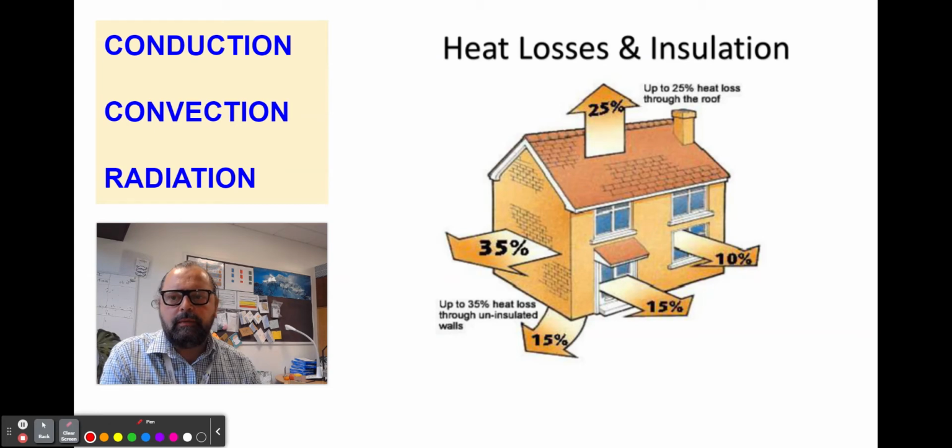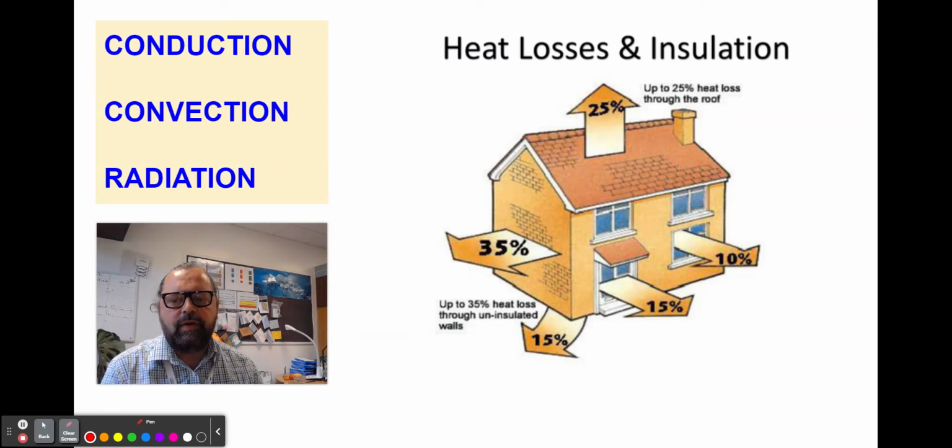So conduction means heat traveling through solids. Convection refers to heat energy moving through liquids and gases, and radiation, or even better to say infrared radiation, is how heat energy can travel through empty space. Just like the sun warms us up through empty space, the heat energy is reaching us as an electromagnetic wave, which is infrared radiation.